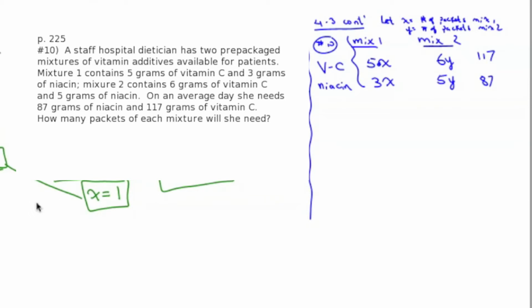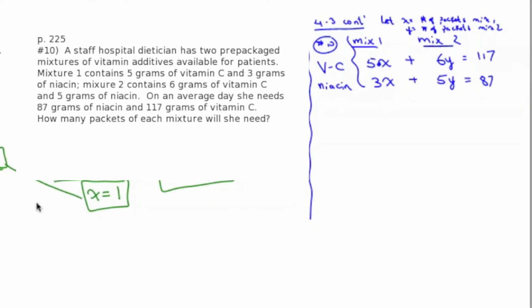So how do I set up my equations? 5x plus 6y equals 117, and 3x plus 5y equals 87. You get your system of 2 equations. All right, now we just need to solve for X or Y.